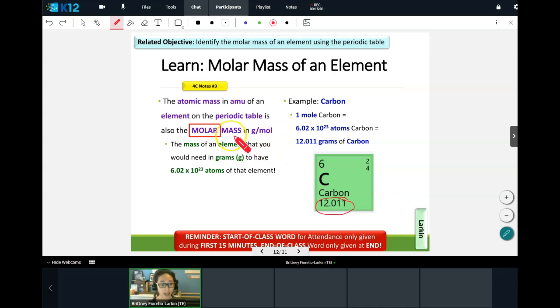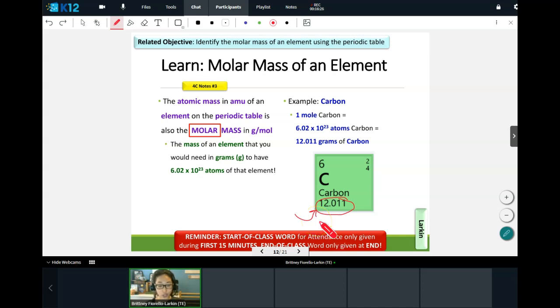However, the cool part is this is also the molar mass of carbon. What that means is it is the mass you need of this element in grams to give you 6.02 times 10 to the 23rd atoms of this element. Again, that's why moles are so convenient, because 12.011 grams of carbon is something that you can see.